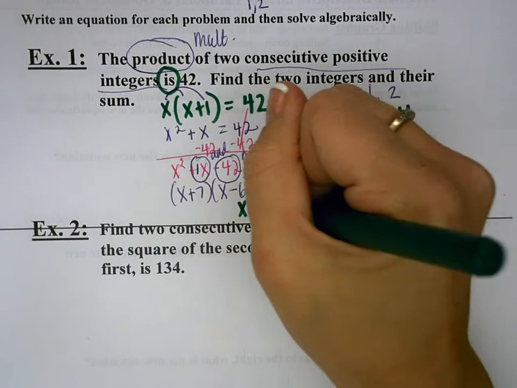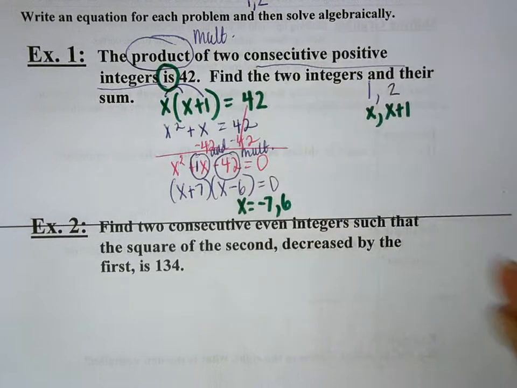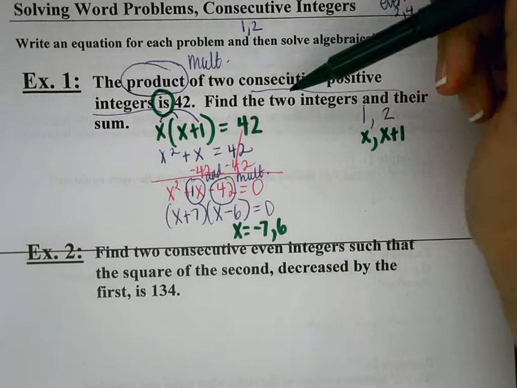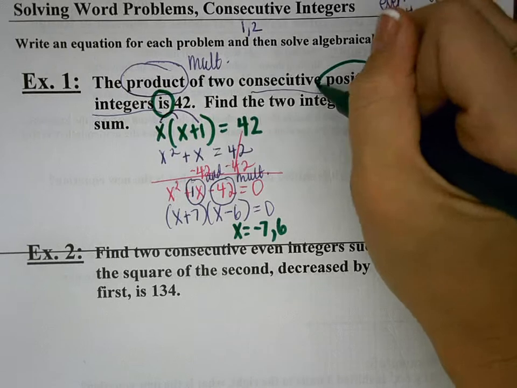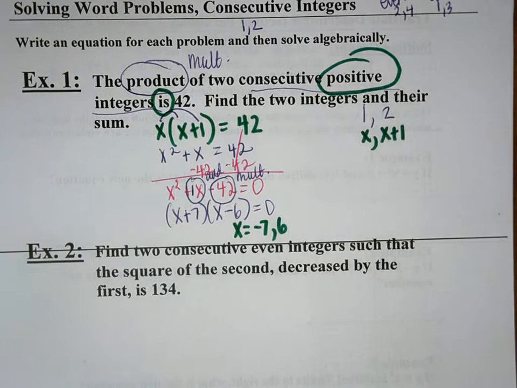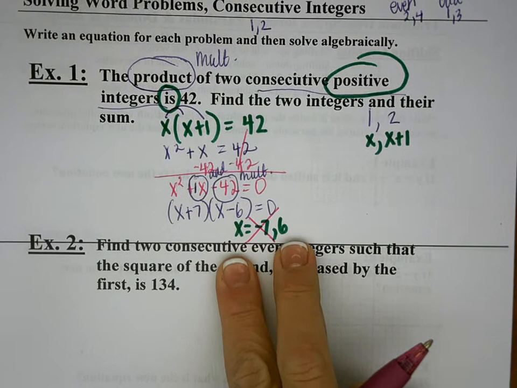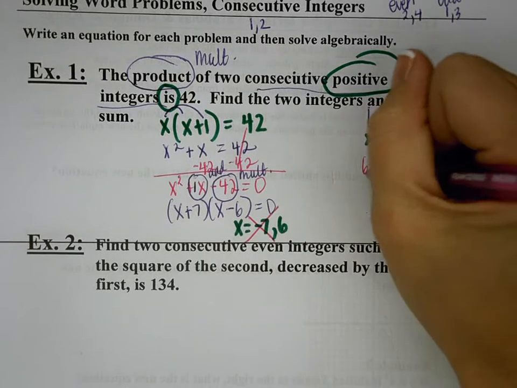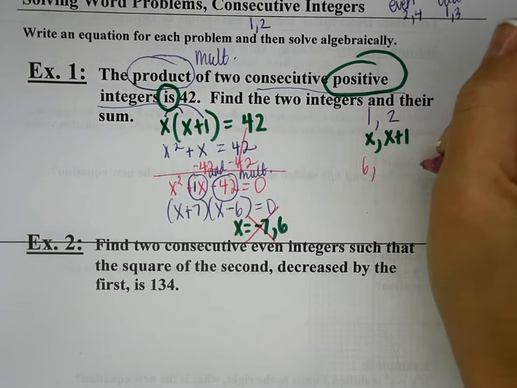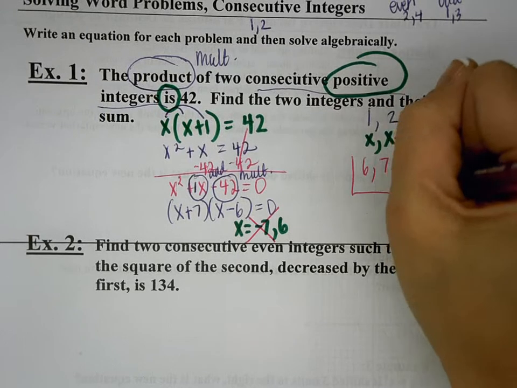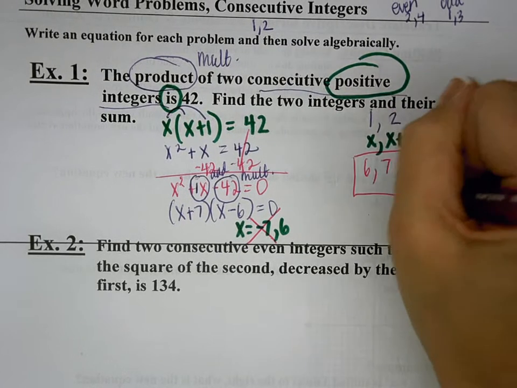Good. This is where you need to be careful, okay? Because if you go back to the beginning, it said the product of 2 consecutive positive integers. So one of these numbers isn't going to work. Which one does not work? The negative 7. So that means that my x value is 6. And then the number next to it would be 6 plus 1, which is x plus 1, 7. So my answer is 6 and 7.